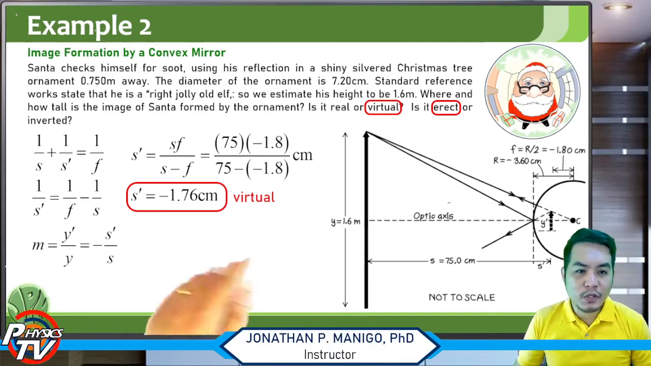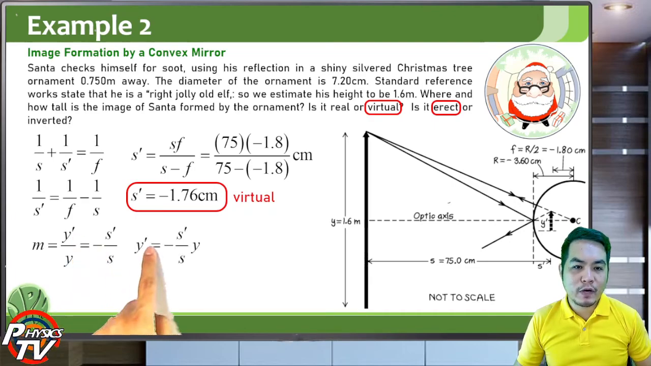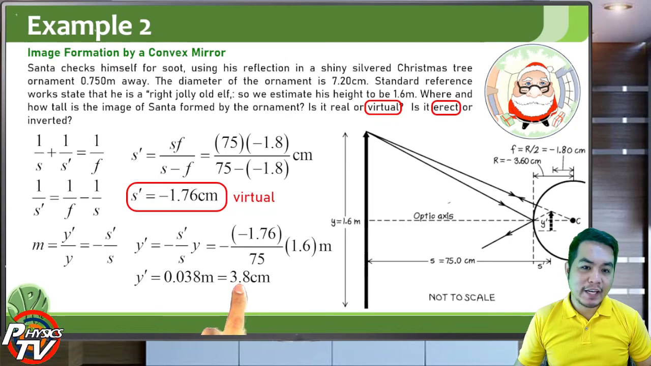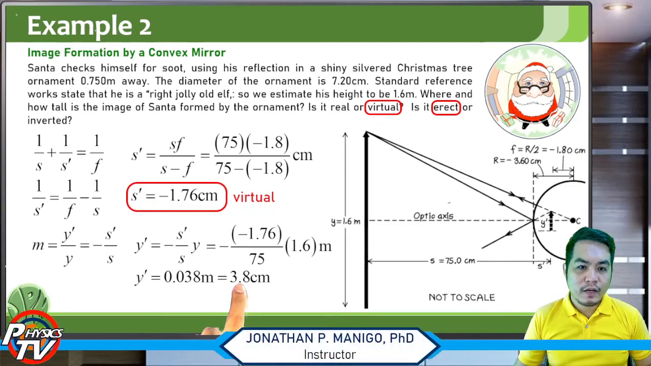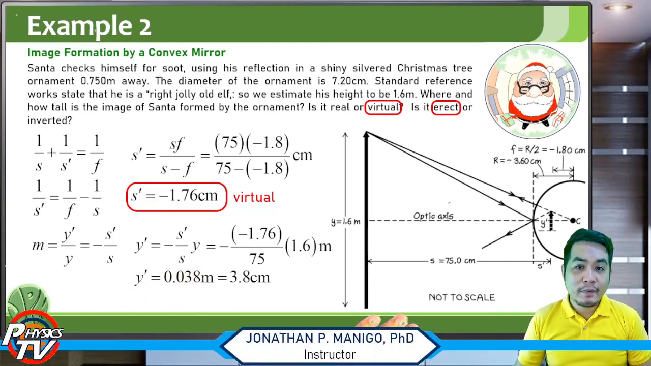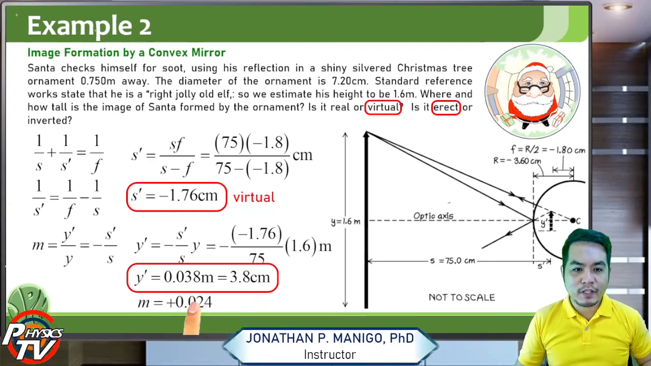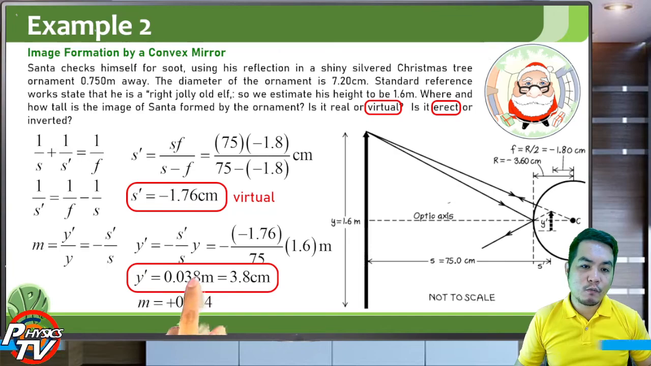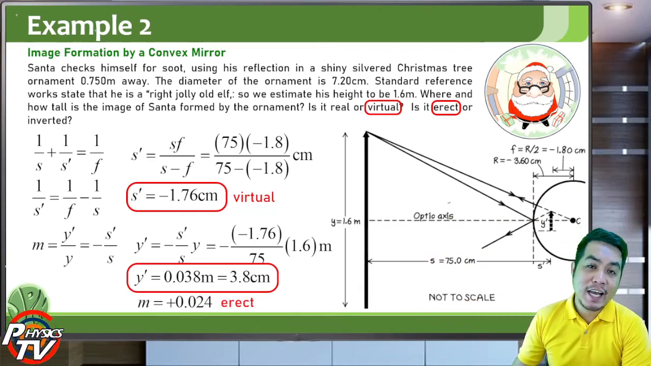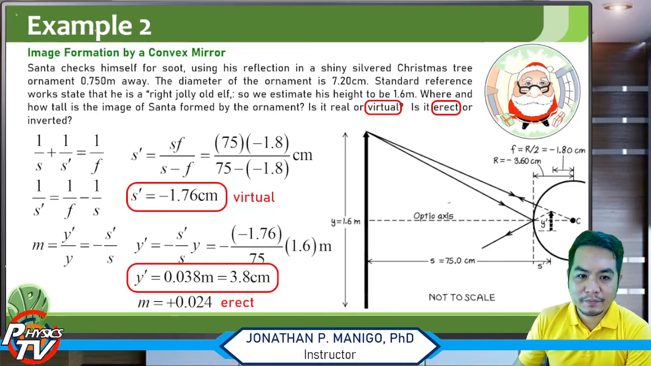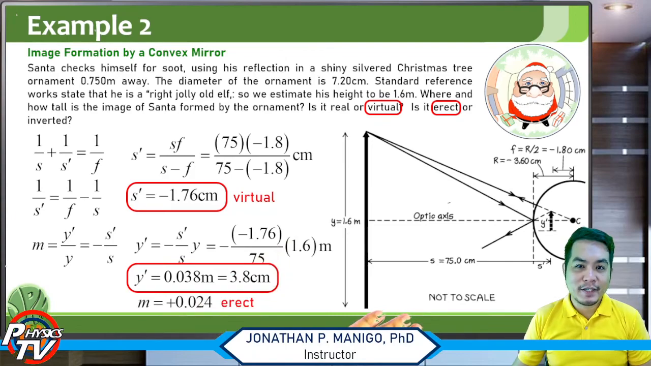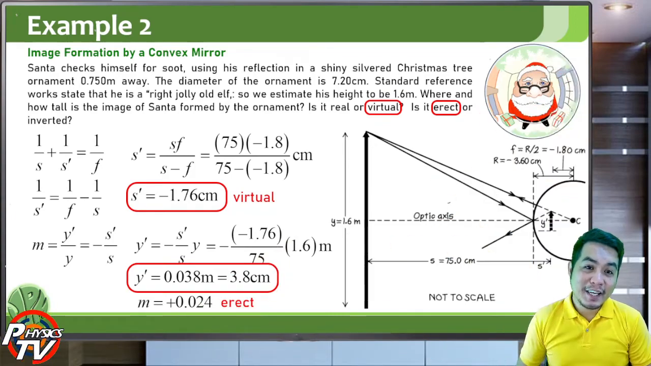To solve for the height, we use the magnification formula. Solving for y prime, y prime is negative s prime over s times y. Substitute all of those values and you will get y prime equal to positive 3.8 centimeters. If y prime is positive and y is also positive, they have the same sign, so the image is erect. The magnification is positive, the ratio of y prime and y, which is plus 0.024. The positive sign implies that it is an erect image. The magnification is very much less than 1, so it's demagnified. The image of Santa fits inside the Christmas ball.